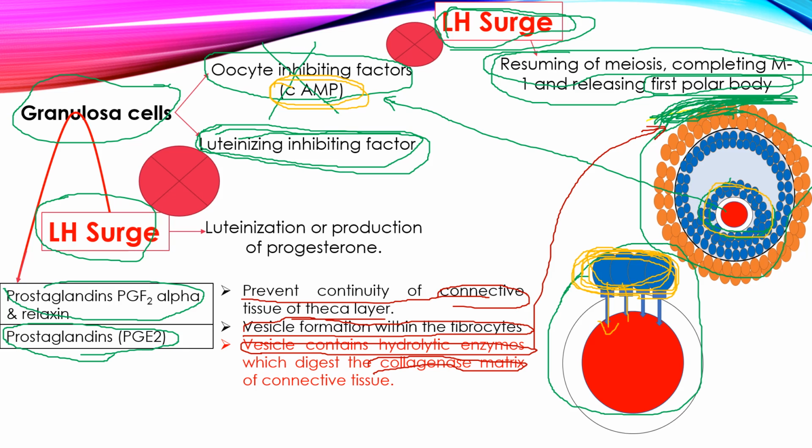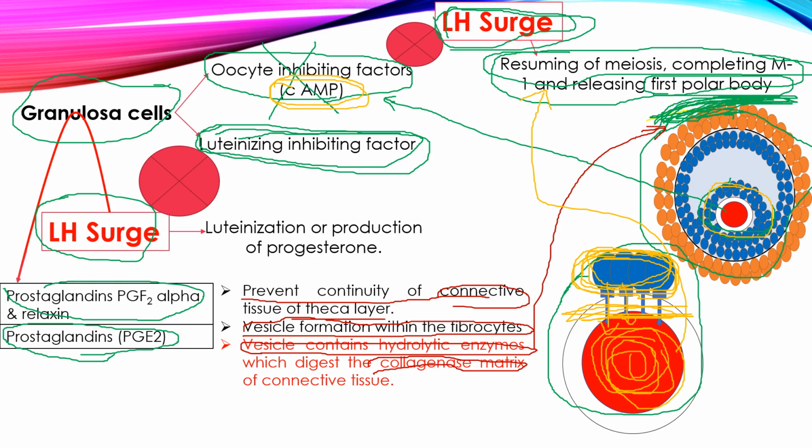During the growth phase, the cyclic AMP from the cumulus cell is transferred to the oocyte, and then the oocyte is arrested at prophase 1. This stage is maintained by the high amount of cyclic AMP. But when there is an LH surge, the amount of cyclic AMP in the oocyte decreases, and the oocyte completes its first meiotic division. So the high amount of cyclic AMP produced by the cumulus cell maintains the arrested stage of the oocyte.